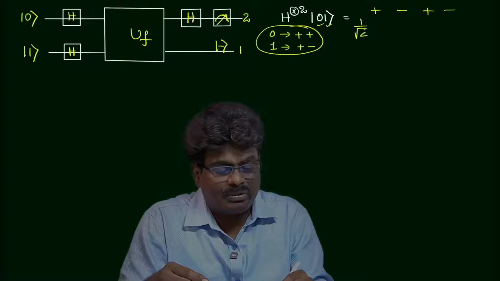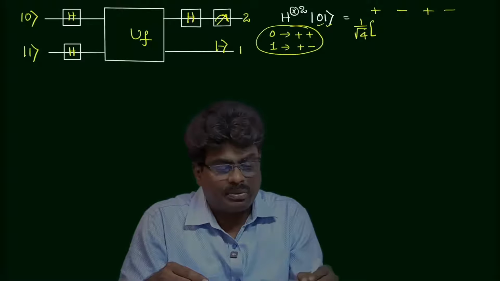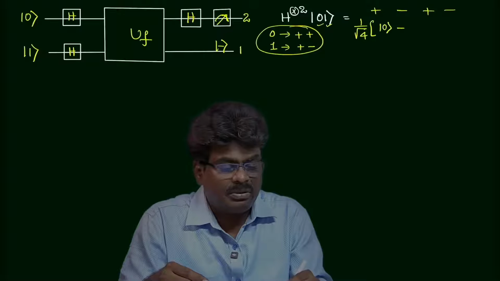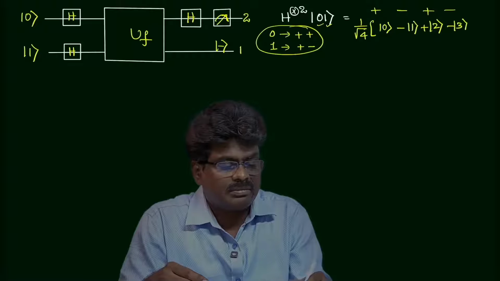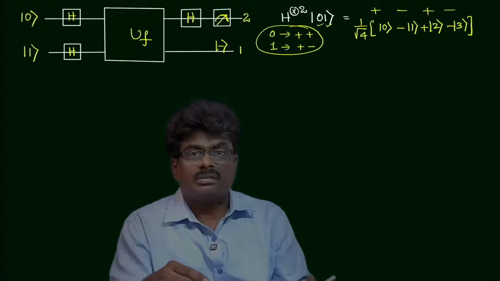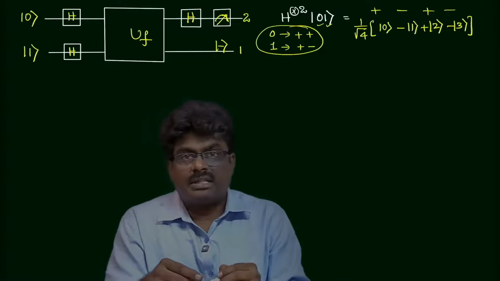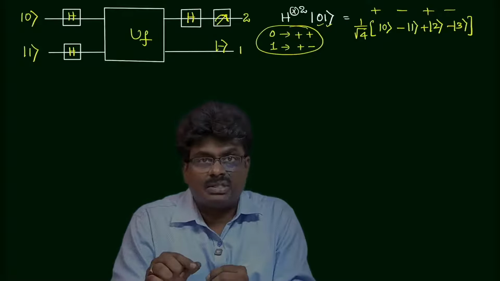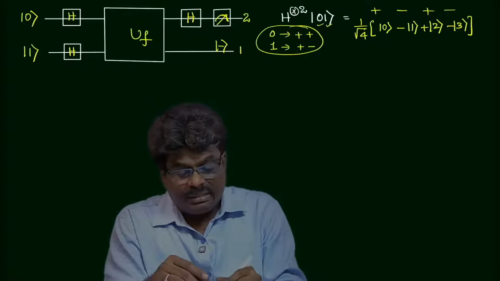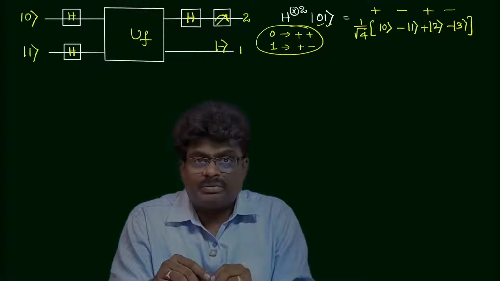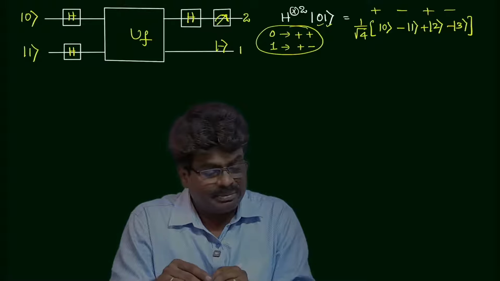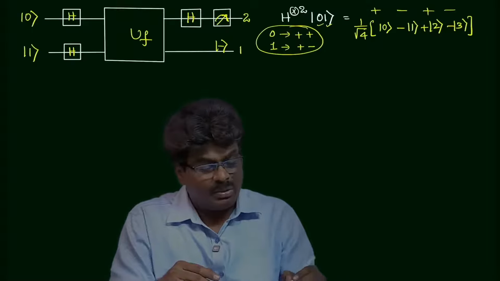1 over root 4, four terms are there, that is a 0, minus 1, plus 2, minus 3. So that's it. So this is your H tensor 2 operates on this initial state 0 1. After that you have this oracle UF operation. So how to operate this UF?